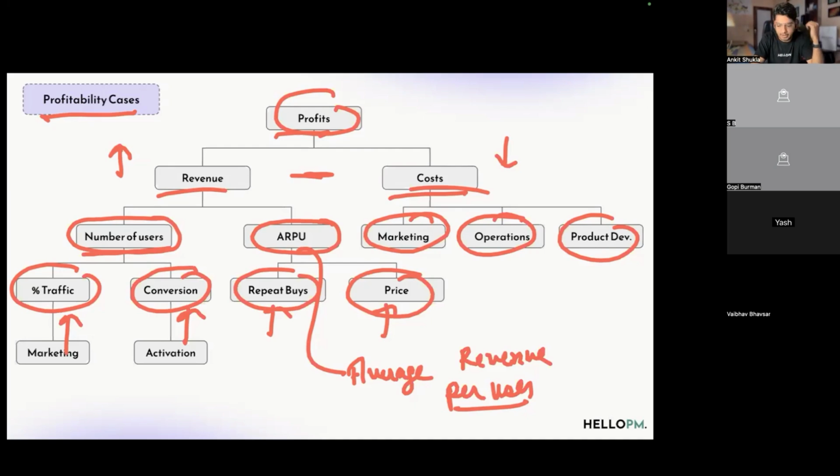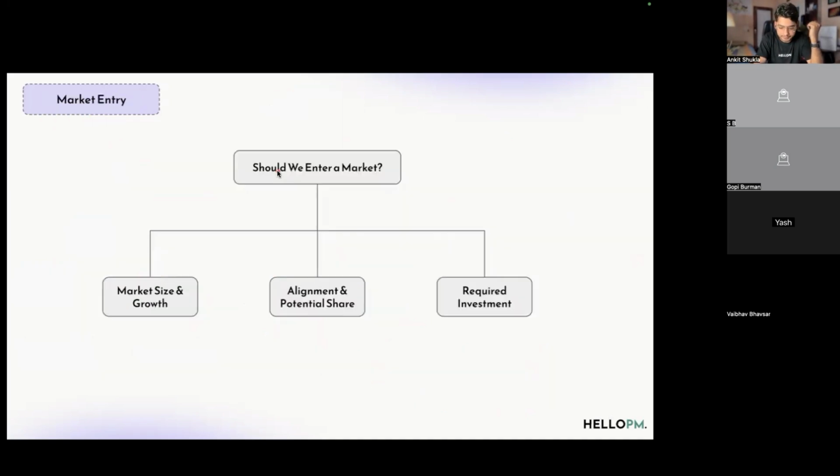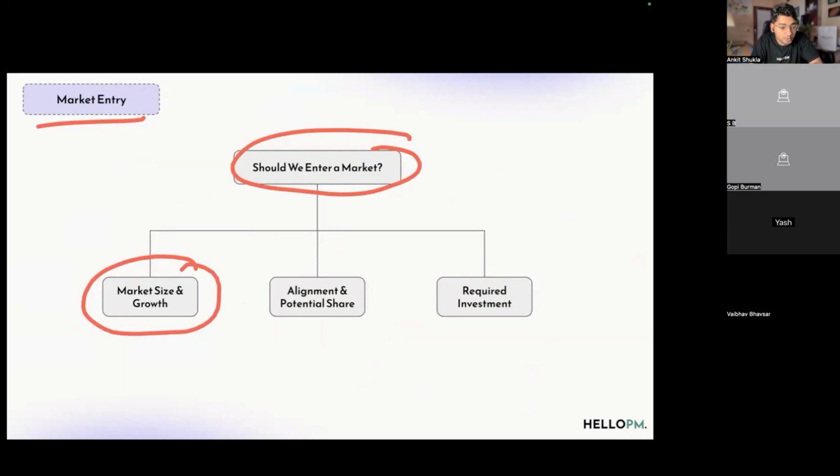Right? Now let me go ahead and give you another case, which is whether we should enter a market or not. We can take the same approach. Should we enter a market? It depends upon multiple factors. One of the factors is what is the market size and growth? Is this market growing? What is the current size of the market?